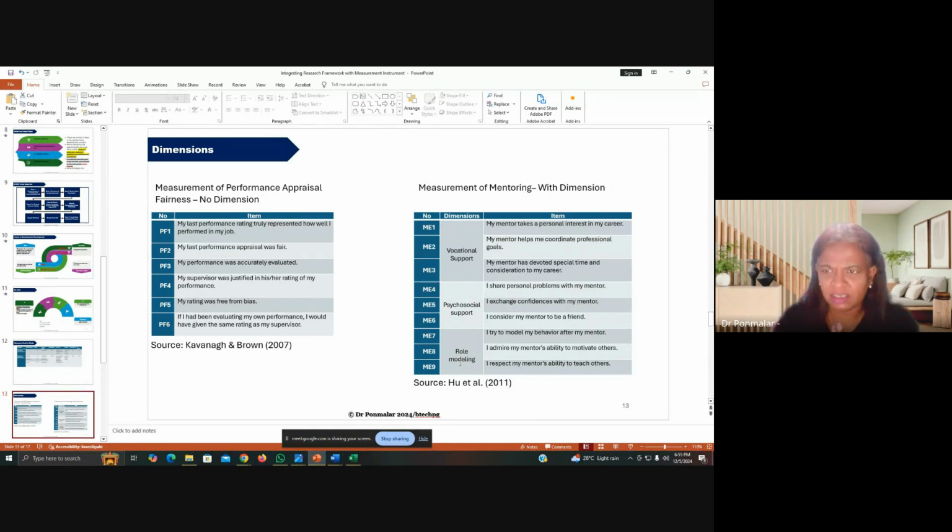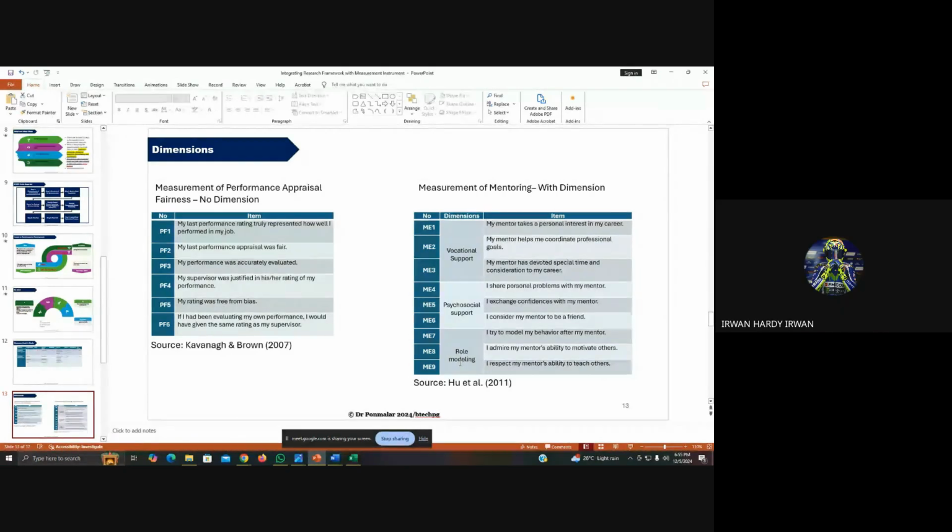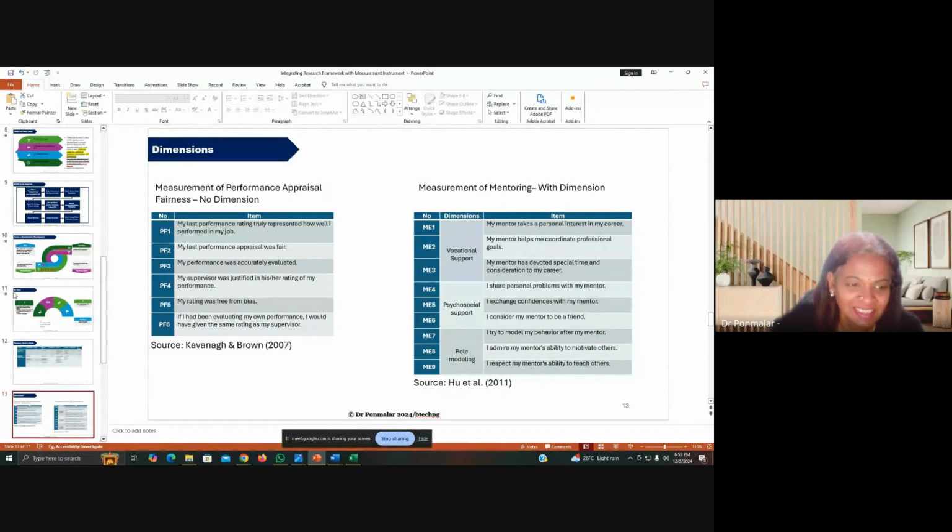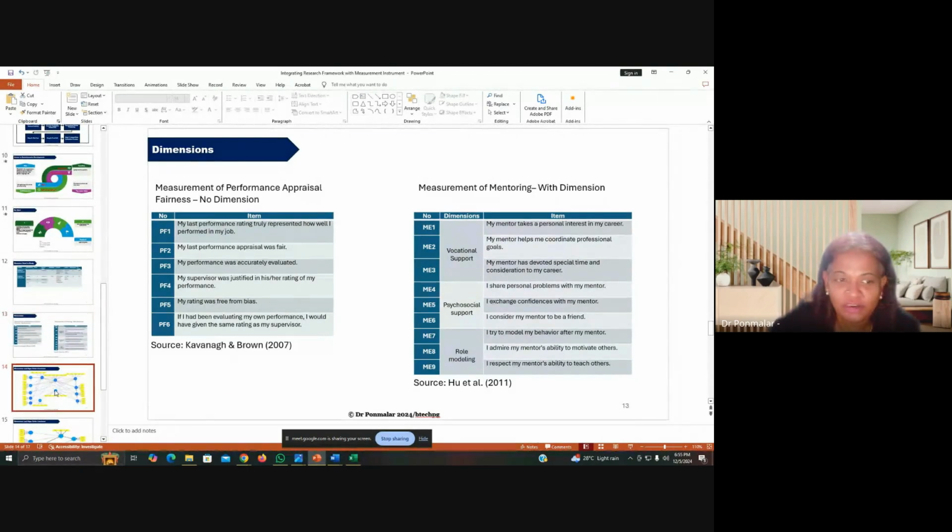So this is dimension. Okay, do you prefer to have a construct with dimensions or without dimensions? With dimension. Oh, clever. So you're going to have this.